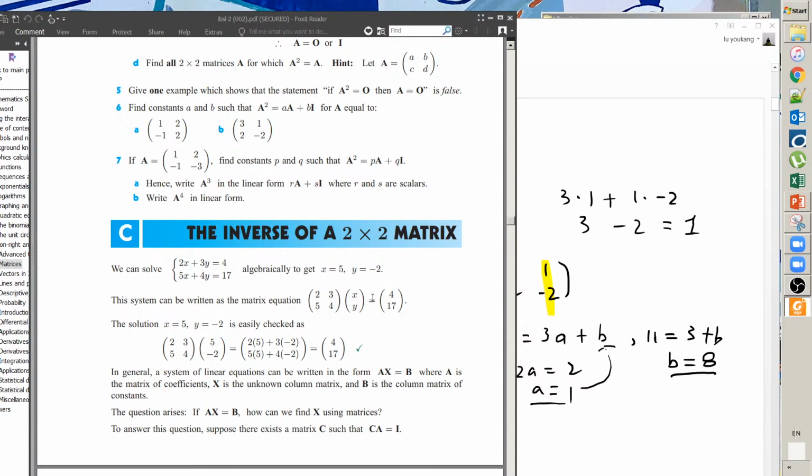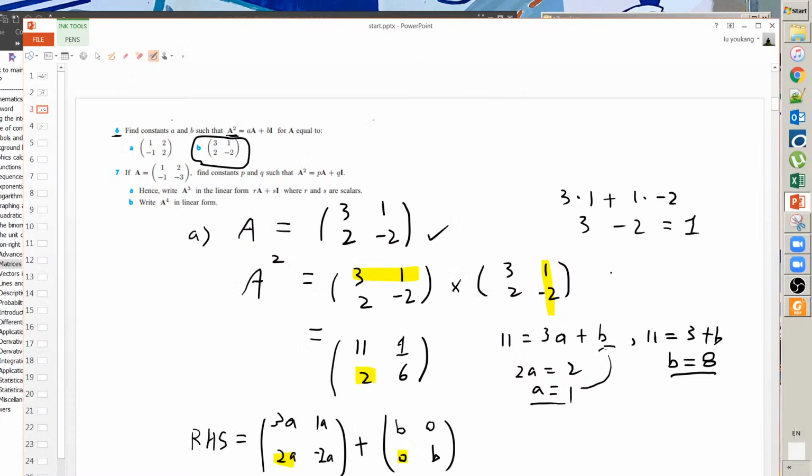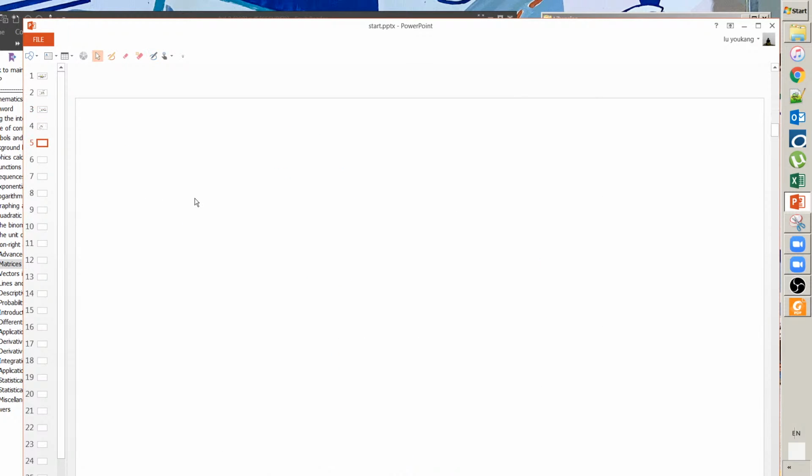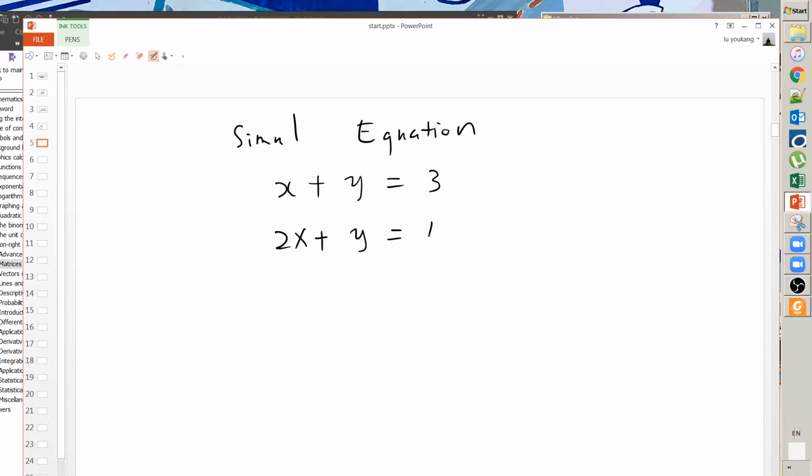Okay, in fact, over here it shows us, last time when we have a simultaneous equation, I hope you still remember what is a simultaneous equation. So it looks like this. Okay, this is called a simultaneous equation. So this is our equation 1 and this is our equation 2.